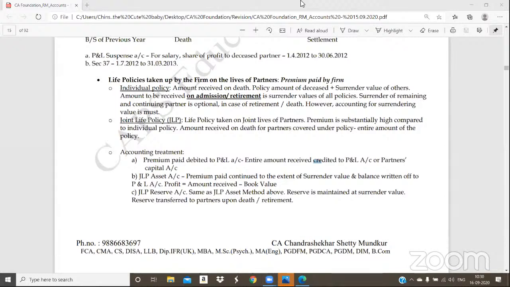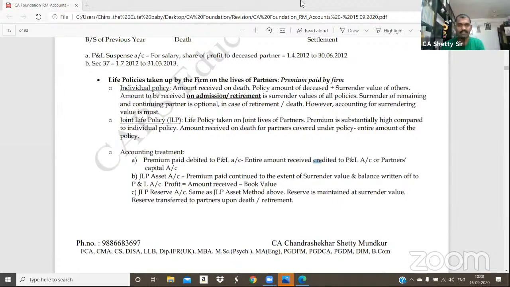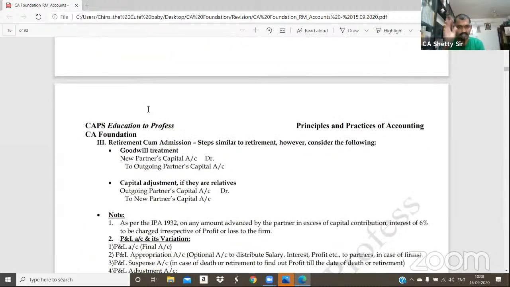Okay. Are you clear about the life policy accounts? Yes, sir. Exhaustive discussion in the regular class. Here I gave a reasonably exhaustive discussion. Enough. The last leg of the discussion: retirement. So admission, retirement, death, all are similar.